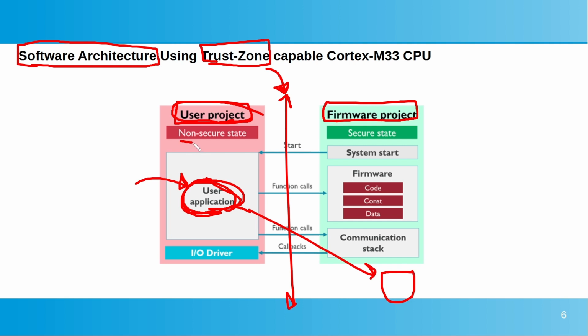And this is what we are calling the non-secure state. So the non-secure state is the state of our Cortex-M33 CPU while executing this user-based application. And while running in non-secure state, we'll have certain restrictions and limitations at CPU level to access certain sensitive areas and information.